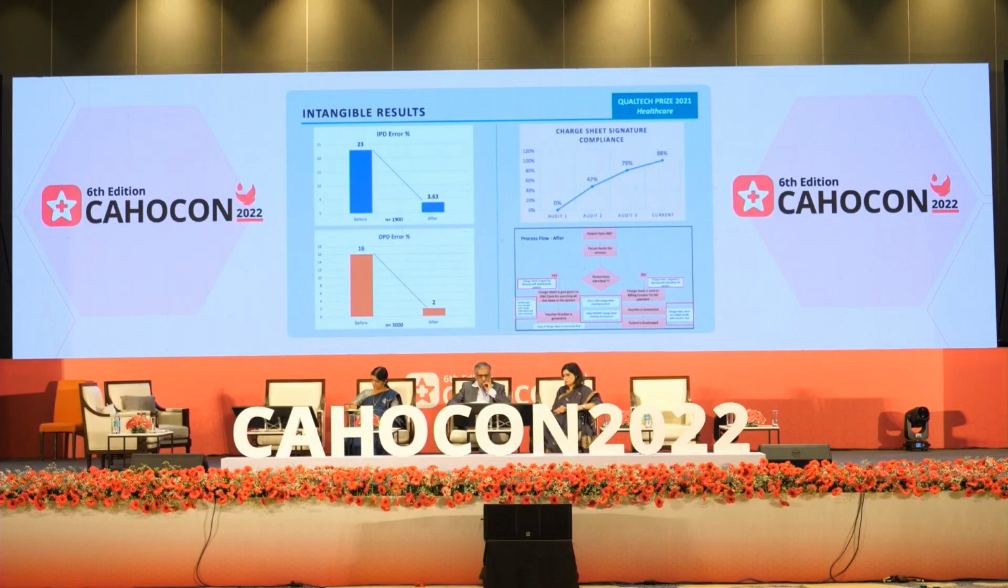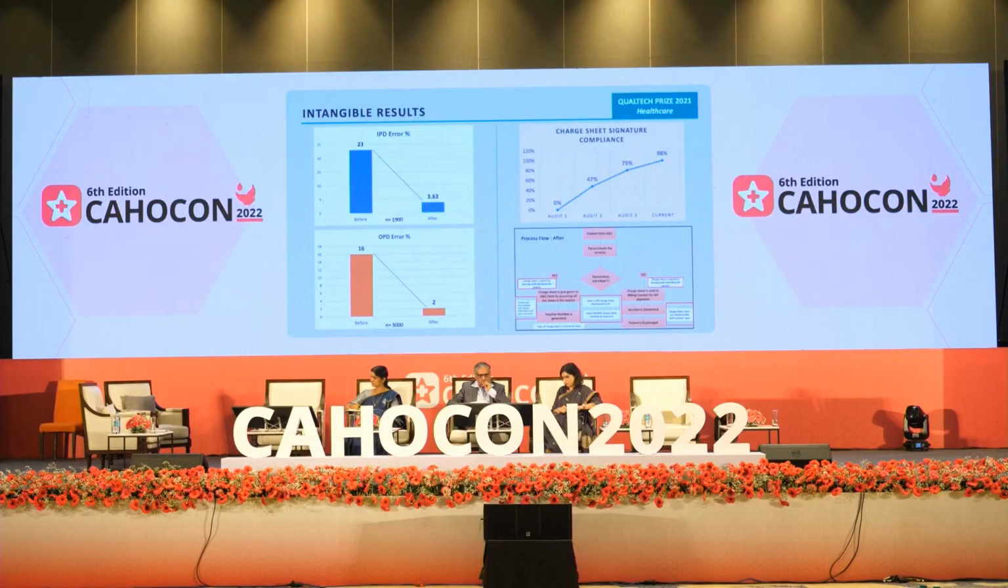The intangible benefits: due to the implementation of this, our process has become streamlined, the billing error percentage has reduced, the charge sheet signature compliance has improved, and we have introduced multiple checkpoints. Now, if you can see, the error percentage is still there, but the errors which we are seeing right now have also been recovered. The error percentage is there because it is still a manual based system and we are in the process of making this system automated. So that is one of the cons of this implementation.